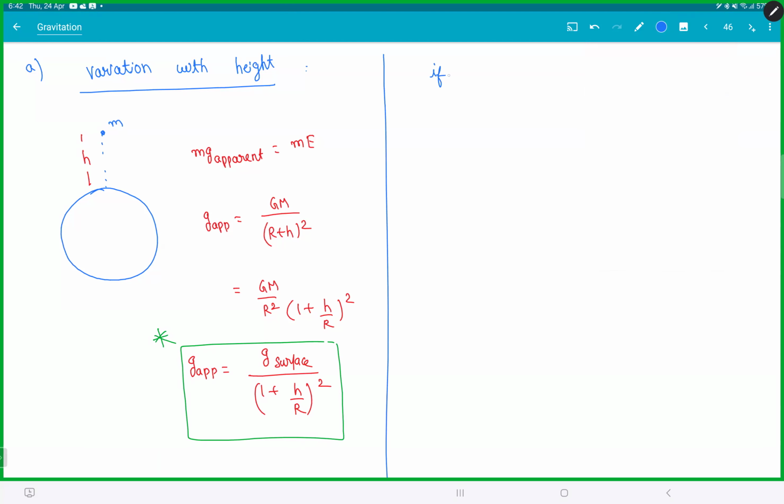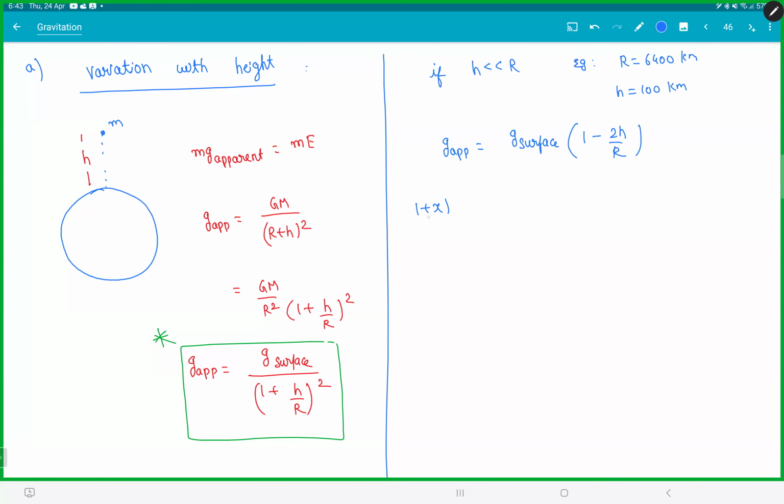If h is much less than R, when I say much less than R, for example, the radius of the Earth is 6,400 kilometers. Let's say h is 100 kilometers. Anything less than 5%, we can call it small. Then we can use the binomial approximation. Then g apparent becomes, I hope you remember the binomial approximation: (1 plus x) whole power n is 1 plus nx. So this becomes 1 minus 2h by R.